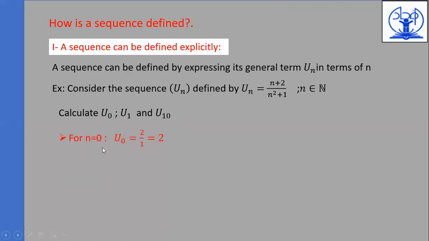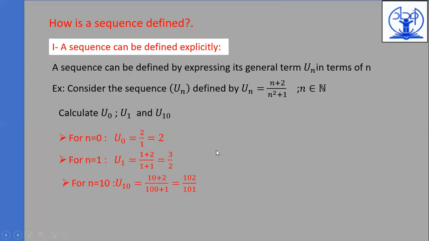To find u0, you simply replace n by 0, exactly as in the function you are replacing x by whatever, and you calculate f of x. Here it's the same. So u0 is 2. So the first term is 2. So the term with rank 1 is 2. So u0 is the term with rank 1 in this particular example. For n equal 1, you are getting the next term or the second term. u1 is simply replacing n by 1. It will be 1 plus 2 over 1 squared plus 1, which is 3 over 2.